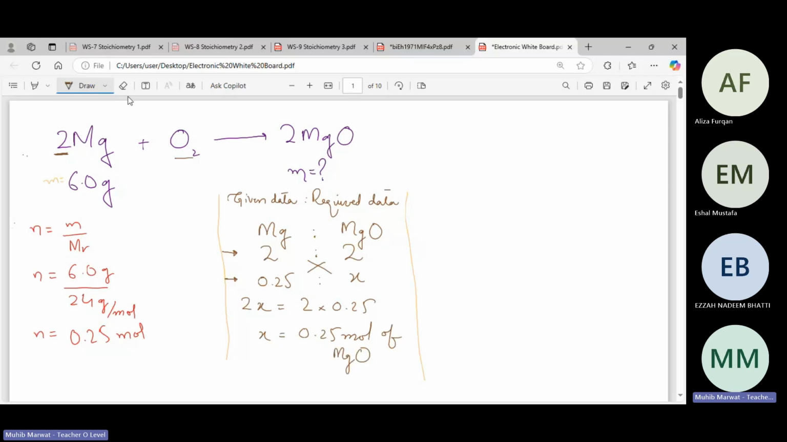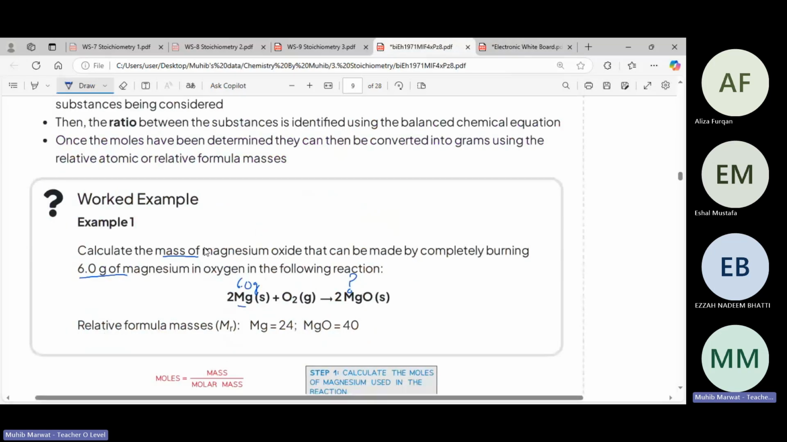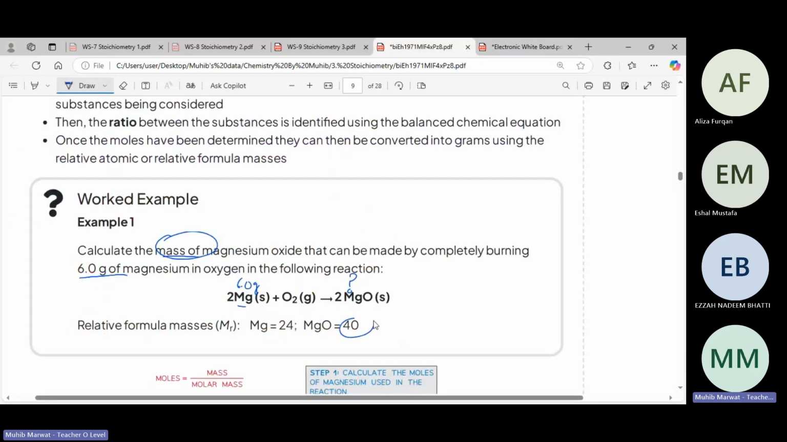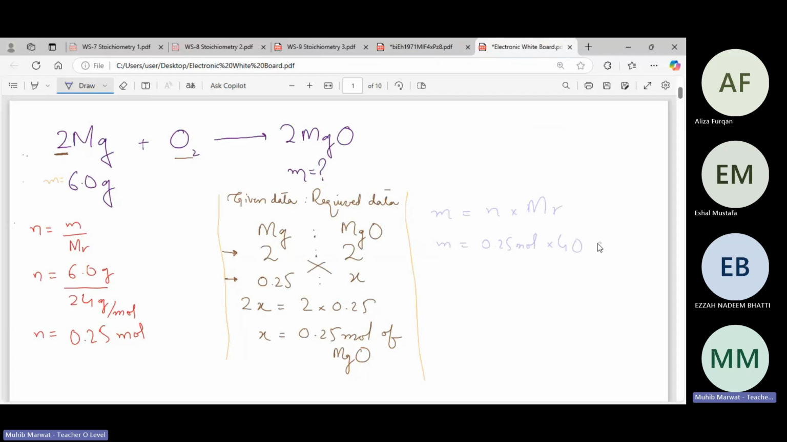Now in step number 3, we will have to convert these number of moles into mass, because they have asked us to find the mass of magnesium oxide. Again, we have practiced this formula in detail: number of moles multiplied by molar mass of MgO. So mass will be equal to 0.25 moles, and the molar mass of magnesium oxide is given, and that is 40, so 40 gram per mole. Mole will cancel out, and the answer will be 10 grams.